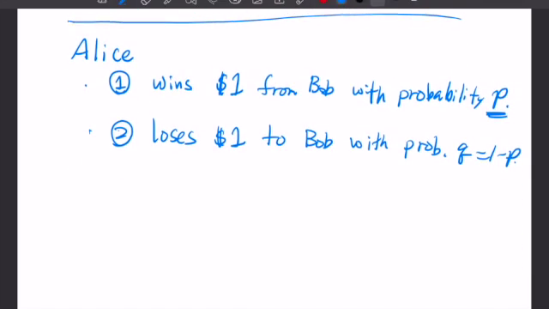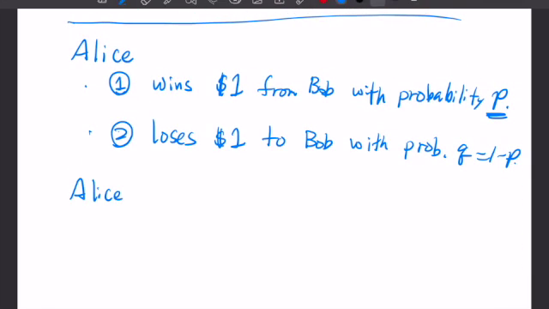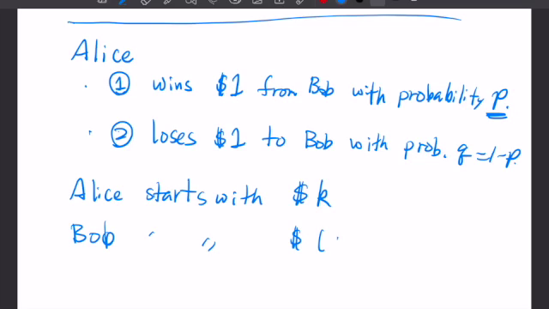And initially Alice has some amount of money. So let's say k dollars. And Bob starts with some amount of money. Let's say a minus k dollars. So together, in total, there are a dollars. And okay, so this is the second condition.